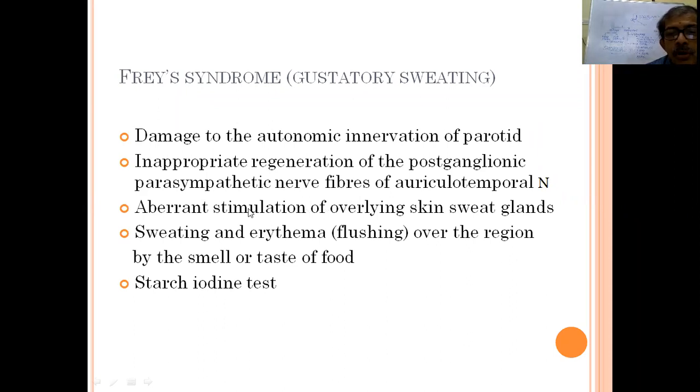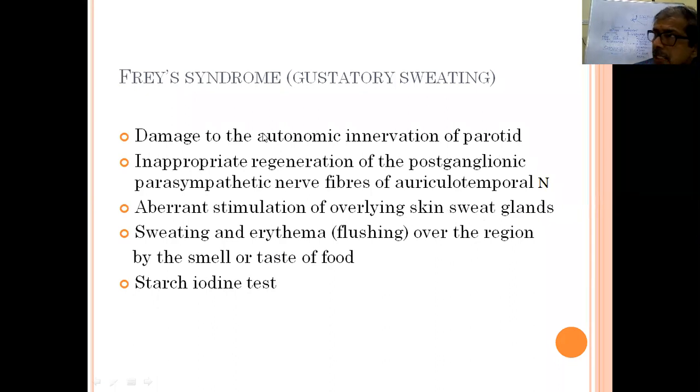So that's the problem: aberrant stimulation of the overlying skin sweat glands. Instead of the parotid, which is not there now, the sweat glands, which are actually supplied by sympathetic nerves, will be stimulated and there will be sweating. If you put starch paper or this iodine solution, it will turn blue in color. So that is the test, a simple test.